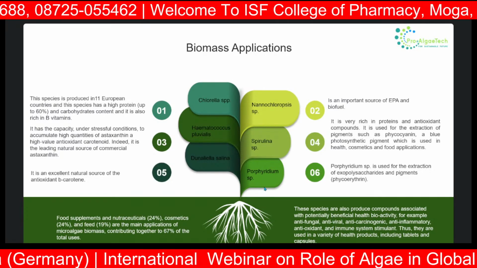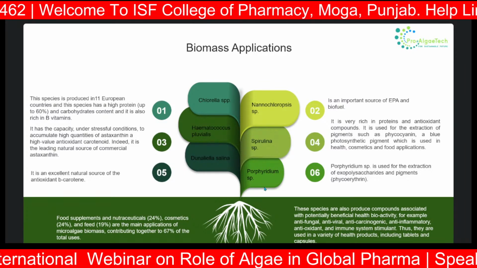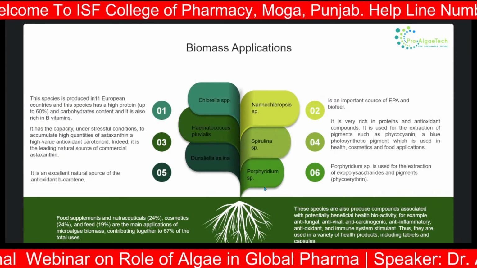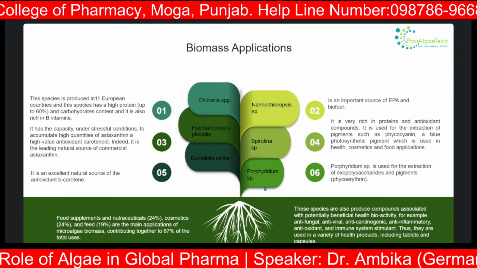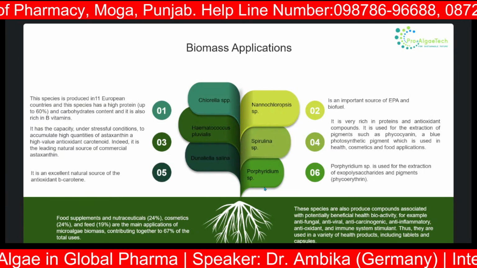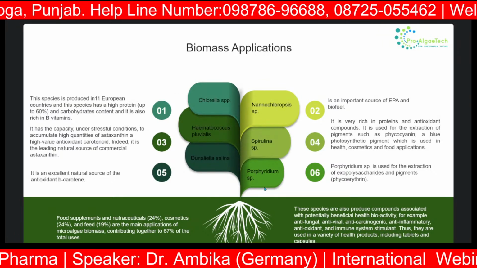Now, Proalgaetech also has both these products, phycocyanin and astaxanthin, and we are supporting food industries, pharmaceutical industries, and the feed industry, and we are also supplying tons of this phycocyanin and astaxanthin for their commercial use.